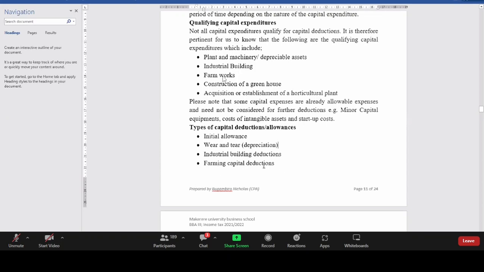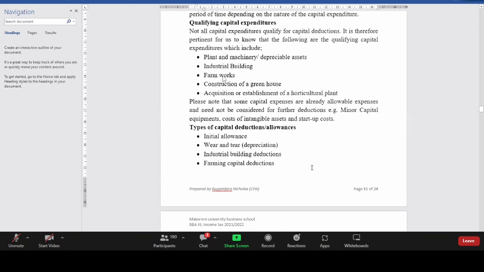Industrial building deduction is another one. IBD. We saw that if you set up an industrial building, provided it qualifies, it's going to be given an initial allowance, and the initial allowance for it is 20%. I think I covered the general one. Yes, I covered the general one. I didn't cover this. You'll be given 20%, and then after that you're also given IBD of 5% on a straight line basis.